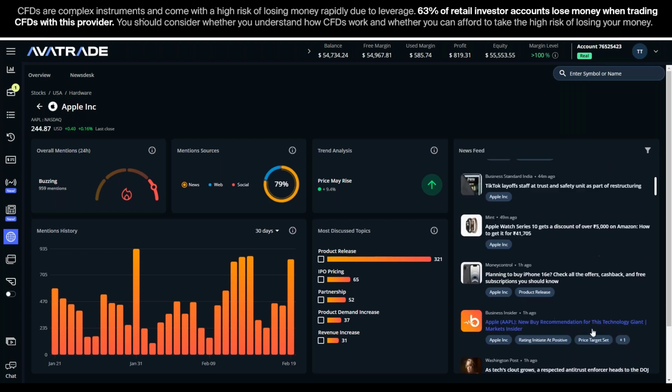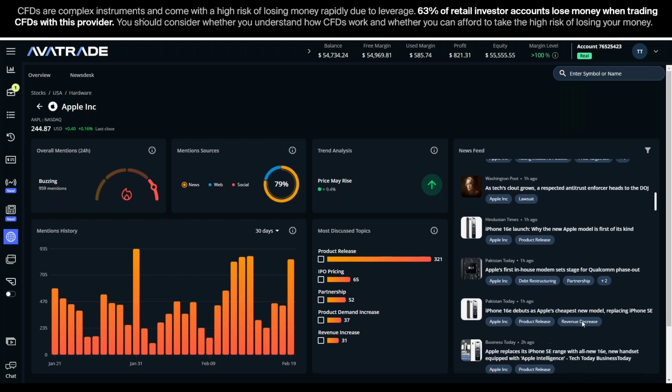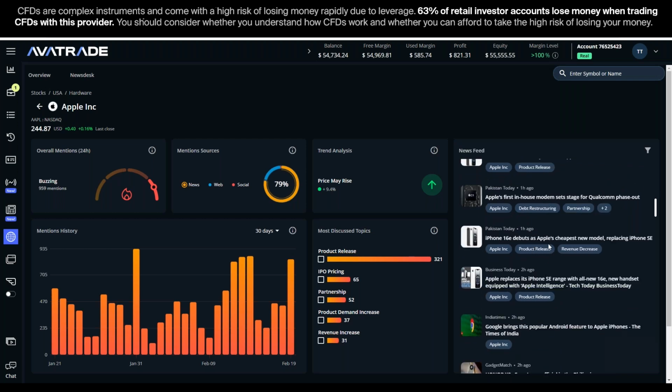And so I saw some articles as I scrolled down that maybe will put a positive spin on this new iPhone and the potential for sales. So planning to buy iPhone 16e, check all the offers, cashback, and free subscriptions. iPhone 16e debuts as Apple's cheapest new model. Okay, so if people are struggling, that might be a phone they want to buy because it's the cheapest new model, and I guess it's going to be loaded with AI features.